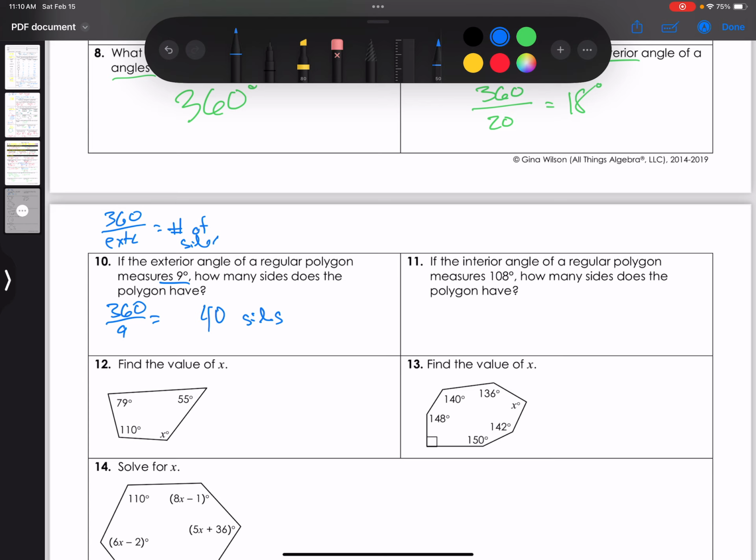So if the interior angle of a regular polygon, so look at the difference between 10 and 11, sorry. 11 interior angle, 10 exterior angle. Okay, so remember there is a difference. Remember, interior angle is on the inside and the exterior angle is on the outside. Okay, remember they do have a relationship though. They are supplementary.